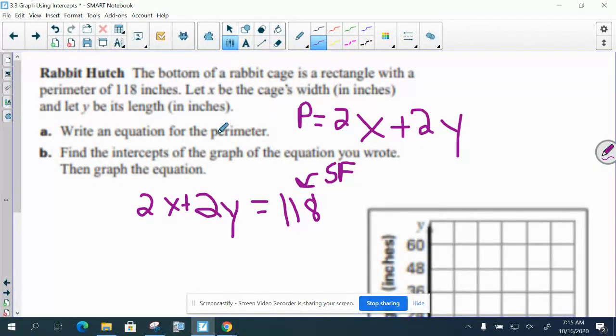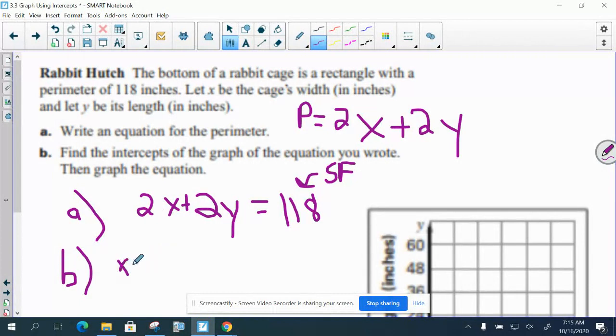So let's make a connection here. When an equation is written in standard form, it is easy to find the intercepts, because you can cover up the x to get the y-intercept and cover up the y to get the x-intercept. We set x equal to 0, then y equal to 0. For part B, we're going to find the intercepts of the graph of the equation you wrote. Since x and y have the same coefficients, the intercepts will end up being the same when you solve.